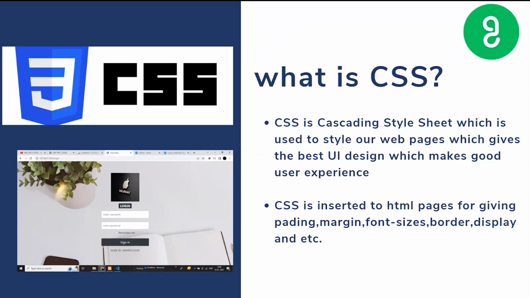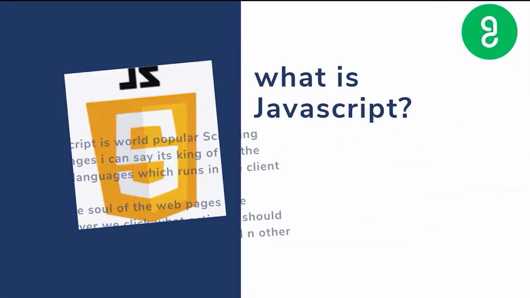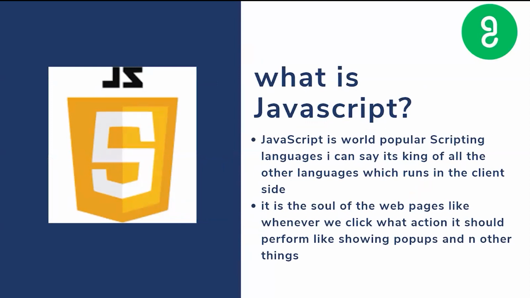Now the next concept is the main technology, that is JavaScript. JavaScript is a scripting language. So it is what? A scripting language. HTML and CSS are not programming languages. HTML is a hypertext markup language. CSS is for styling purposes. And JavaScript is a scripting language that is the soul of your website.